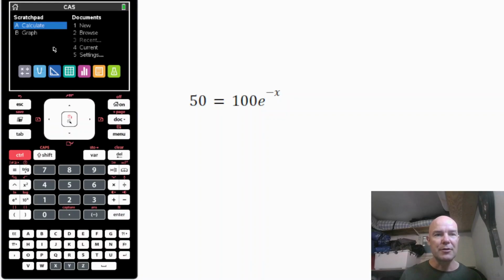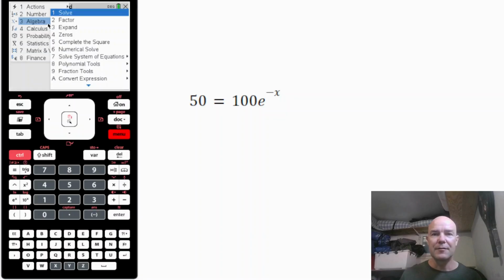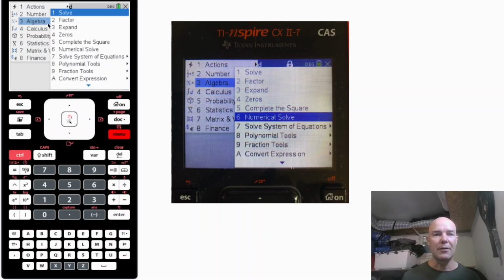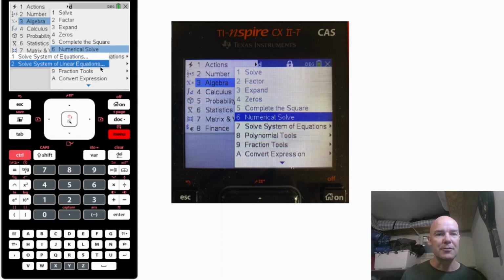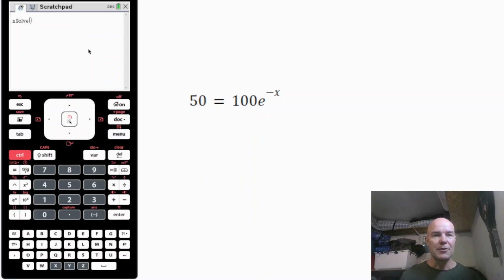You choose calculate here. You press menu and you go into algebra. But here you have to be aware of that your IB exam mode in the calculator, you are not having, for example, solve command. All you have is numerical solve, system of equations, and polynomial tools. Now we are going to use numerical solve. So we choose that one. So here's the command, and it's pretty straightforward use.